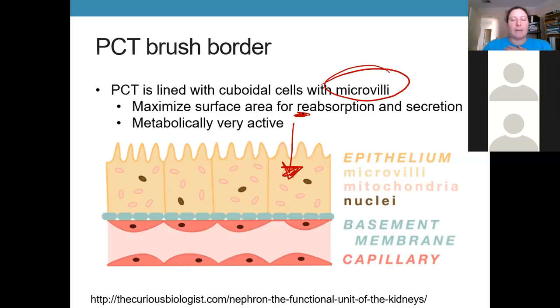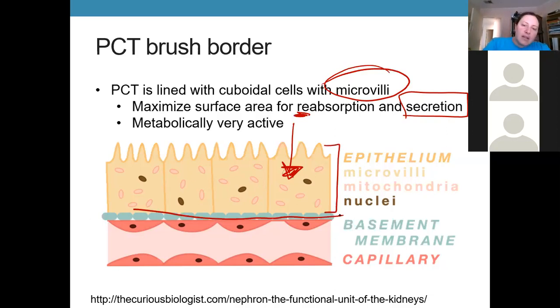Okay, the cells will also secrete additional waste products that didn't get filtered out in the first place. And these tubes are super, super tiny. So it's literally just the epithelium, basement membrane, here's the capillary.